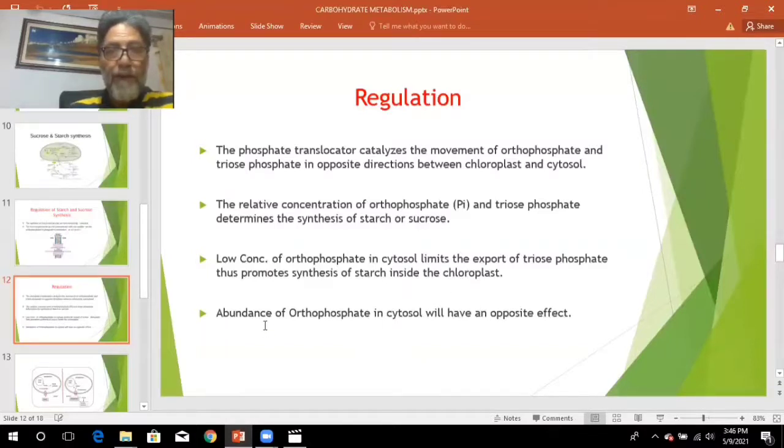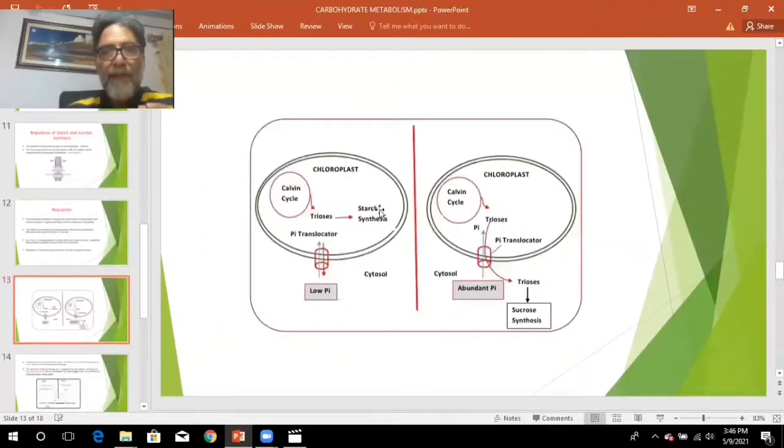If we have an abundance of orthophosphate in the cytosol, what will happen? It will have the opposite effect. There will now be synthesis of sucrose. It can be made clear by this slide. We have two situations here. In one situation, we have a low level of orthophosphate in the cytosol, whereas in the other situation we have an abundance of orthophosphate in the cytosol.